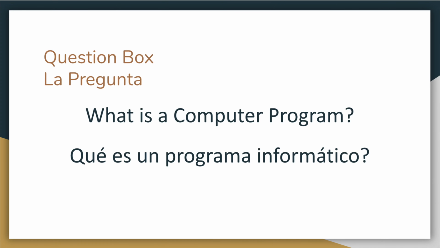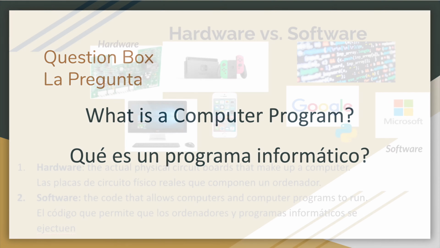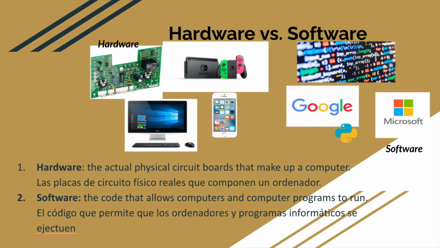Write this question down in your science journal. What is a computer program? A computer program has two parts, hardware and software. Hardware is the actual physical circuit boards that make up a computer. It's the piece that you can hold. It might include your laptop, your desktop, your iPhone, or your game consoles. Your software is the code that allows computers and computer programs to run. It's what lets Google and Microsoft run so that you can open up different apps or search the internet.